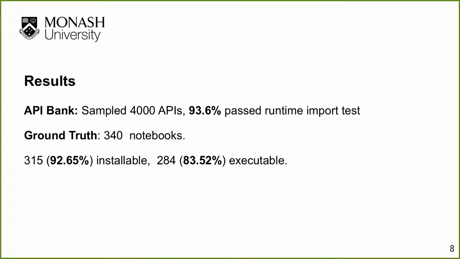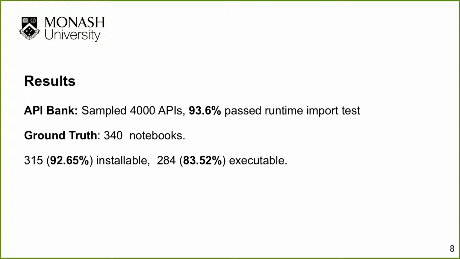After building the API bank, we evaluated the correctness of our approach. So the first task is very straightforward. We wanted to see if the APIs from the API bank are reliable. We sampled around 4,000 APIs from the API bank and tried to import all of them in a Python runtime environment. The result showed that more than 93% of these APIs passed the runtime test, which indicates that both our library API mapping model and API data are reliable.